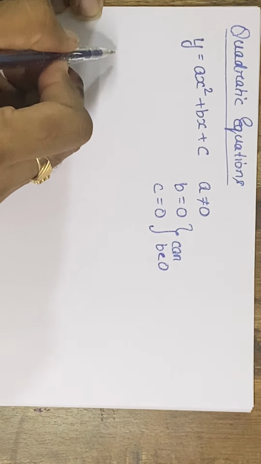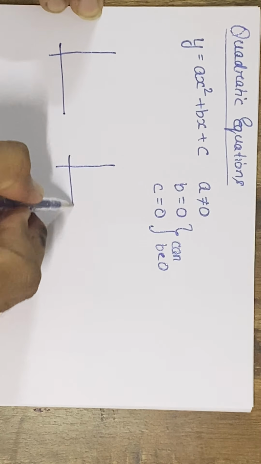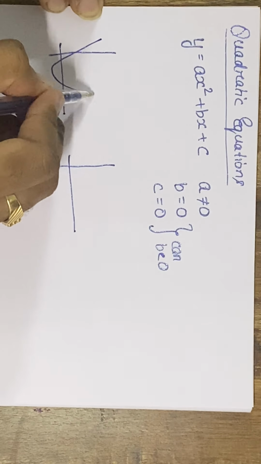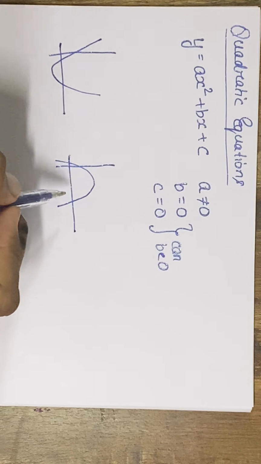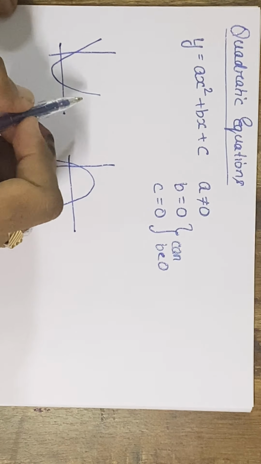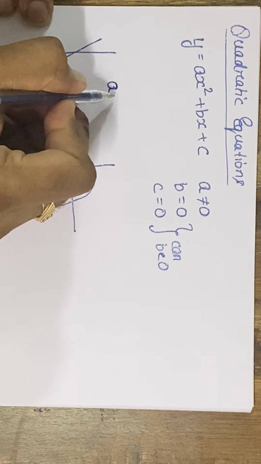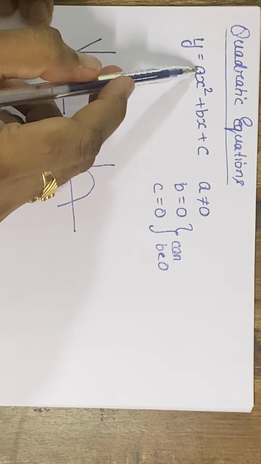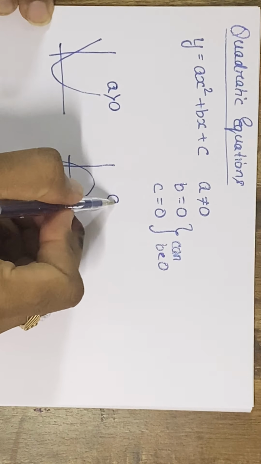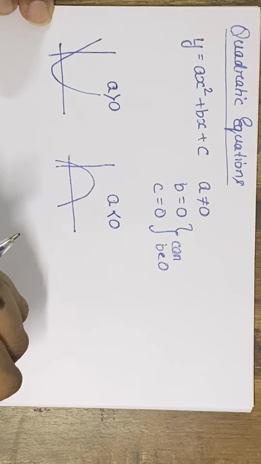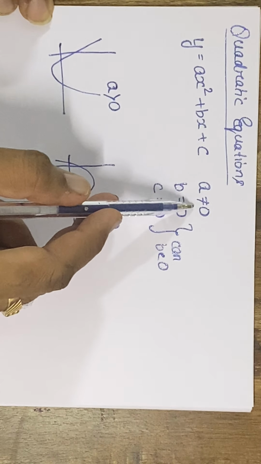Now, any quadratic equation, if you represent it in a graph, will be either concave up or concave down, or a smiling graph or a crying graph. How do we identify that a quadratic equation is a smiling graph? If the value of a is greater than 0, if it is positive, it's a smiling graph. If it is negative, it is a sad graph. What if it is equal to 0? We have already covered that. It cannot be 0.